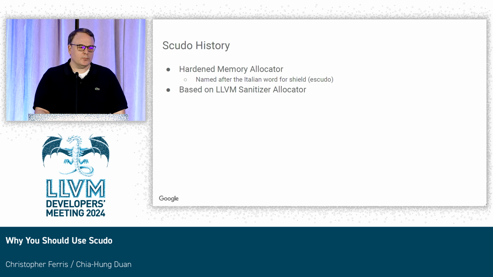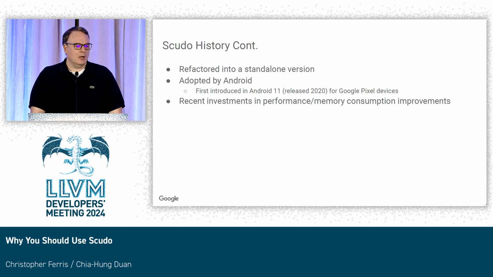So what is Scudo? Scudo is basically a hardened memory allocator. Its name comes from the Italian word for shield, scudo. It essentially started life as the allocator from the LLVM sanitizers. This history is more from the Android perspective than everybody else.